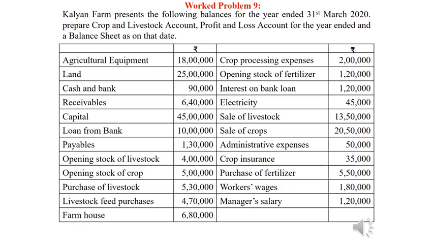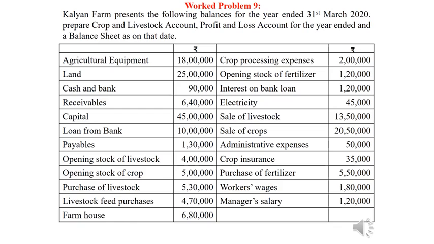We are asked to prepare separately crop account and livestock account. So you need to have an idea about what are all the incomes and expenses which come under crop activity and livestock activity. Let us analyze this one. Agricultural equipment, it is an asset. Let us observe in the next slide, let us have some idea about adjustments regarding this, and we will do as per the given information. Okay. First of all, agricultural equipment is an asset.